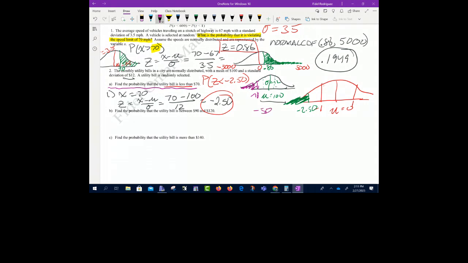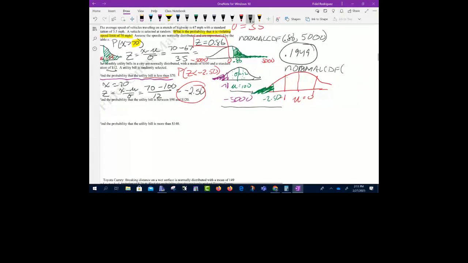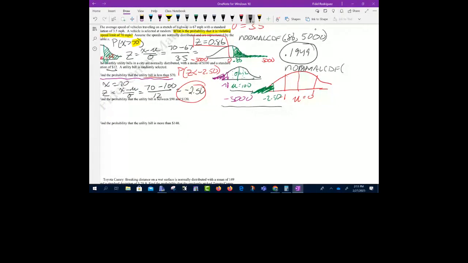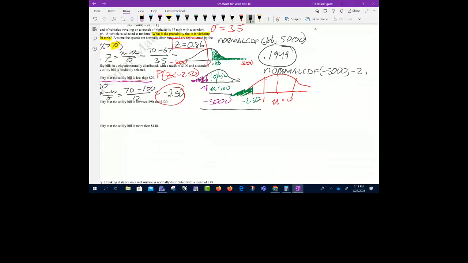Negative 5,000, right? Okay. So now, y'all, we're going to do the same thing we did before. Sorry, I should have put more space on these problems. Y'all, I apologize about that. So look, y'all, we're going to go with our normal CDF. Okay. Where do we begin to shade? Anybody know? Negative 5,000, right? Okay. And we stop at what number? Negative 2.50, right? Guys, does that make sense?